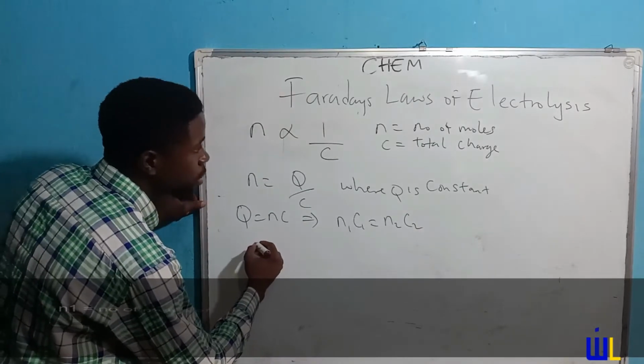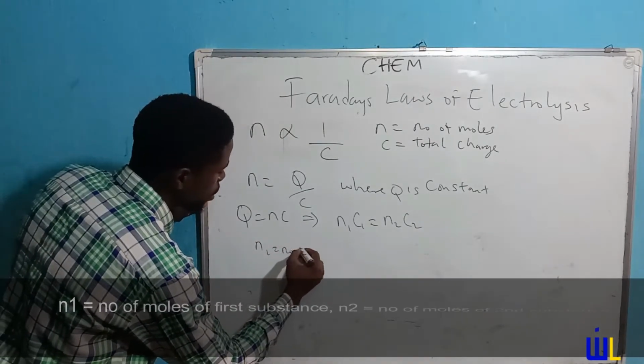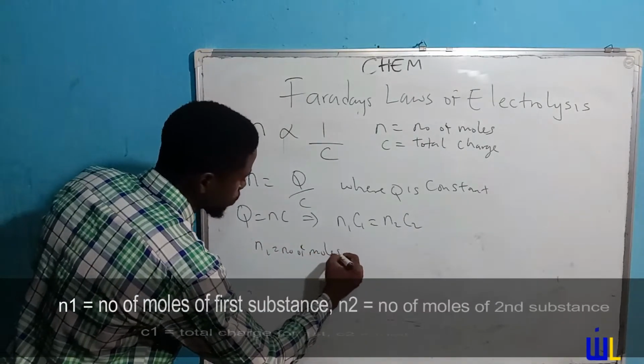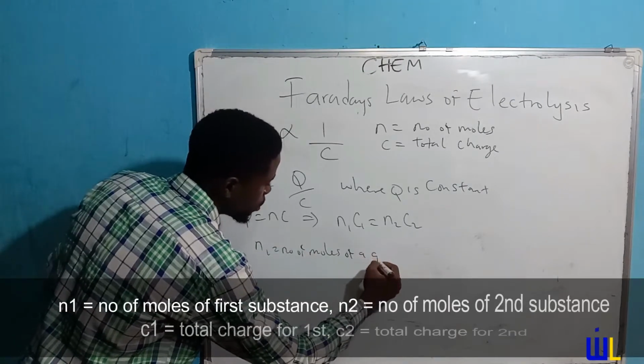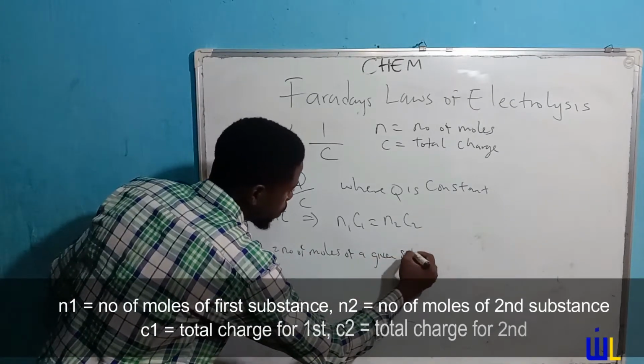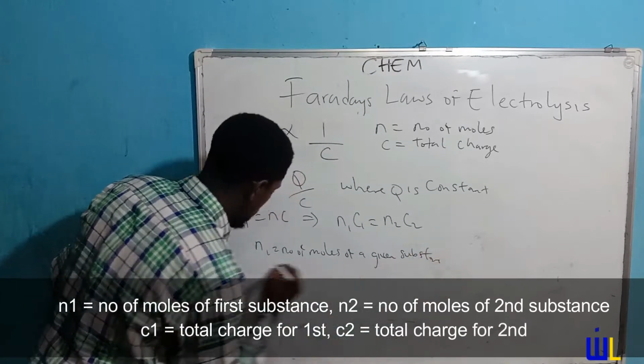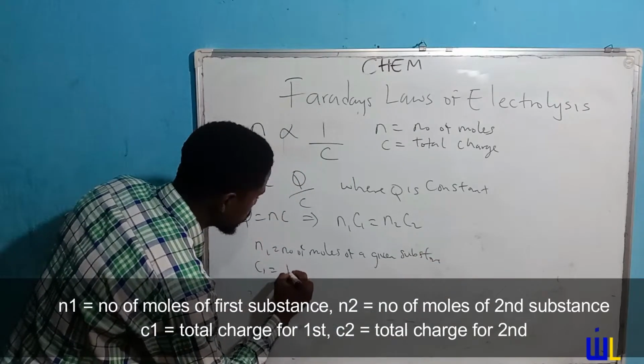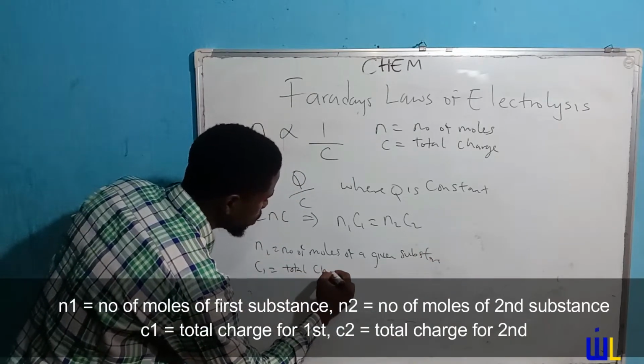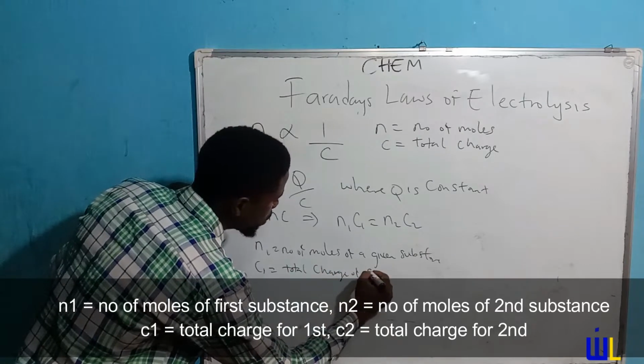Now, what does N mean? N1 is the number of moles of a given substance, while C1 is the total charge of said substance.